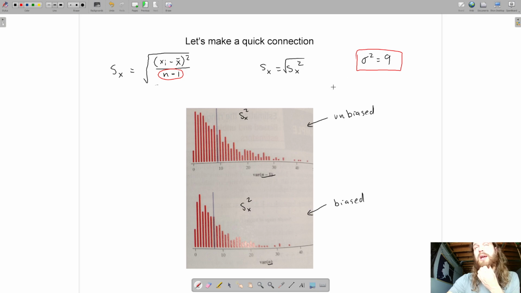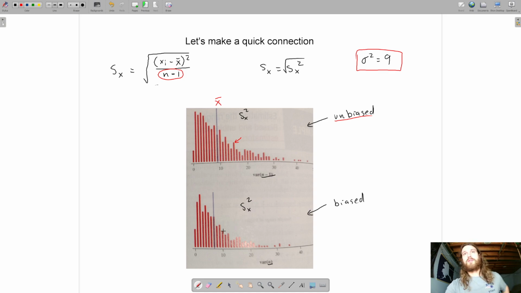And when they did this with a computer a bunch of times, they found that when you use n minus 1, it ends up being unbiased because the true parameter of interest, which is the variance of our population, ended up being the approximate mean of our sampling distribution for all the variances calculated. So each of these dots represents the sample variance from a sample that they pulled from this big population that had variance 9. And when you took the mean of all of them using n minus 1, it lined up right on where it was supposed to.